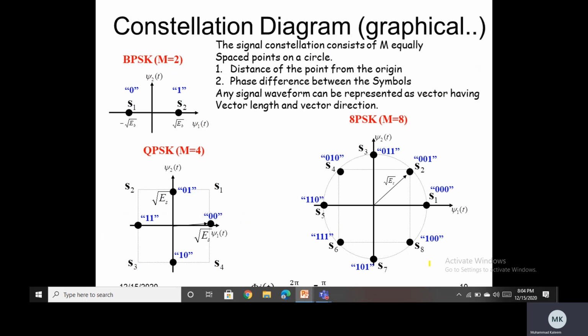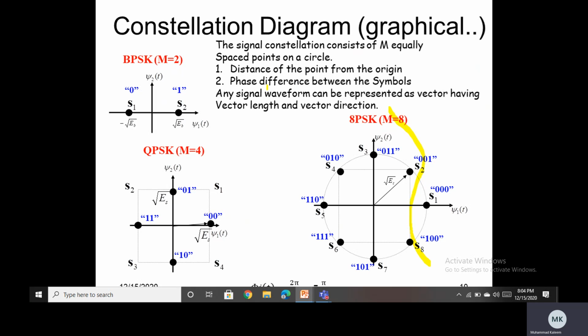Now let's look at the constellation diagram. Constellation diagram is basically a graphical representation of a digitally modulated signal. This diagram helps us to define the amplitude and phase of a signal. So the signal constellation consists of M equally spaced points on a circle. So all these points are equally spaced.